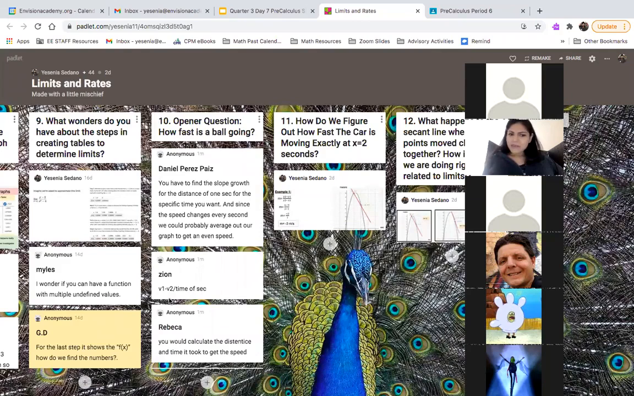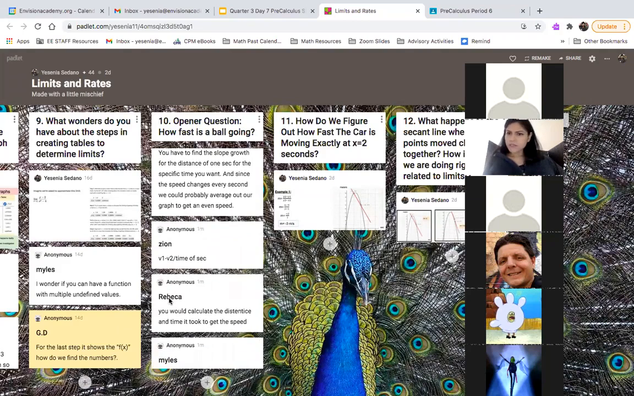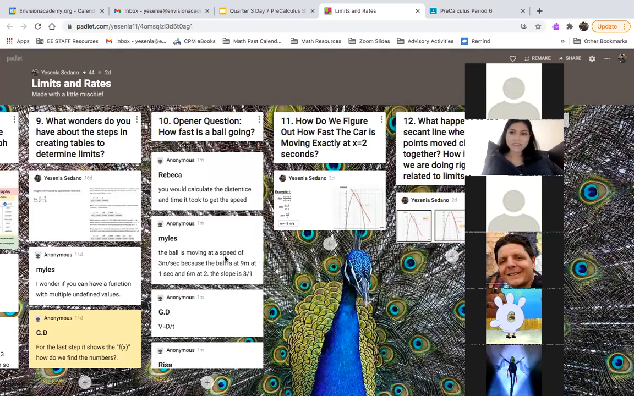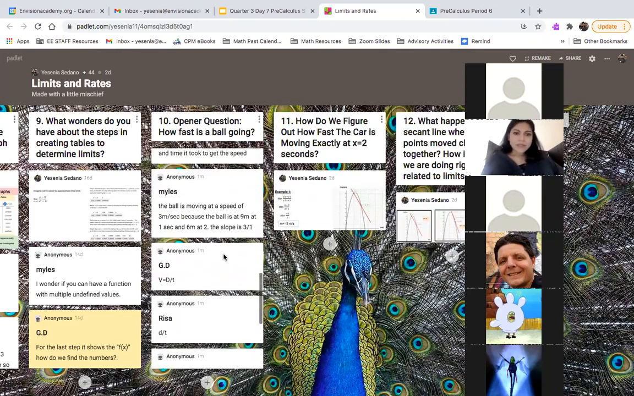And then we have another one where this v1 minus v2 over time of sec. So that's like a physics thing that was mentioned. And then you calculate the distance and time to get speed. I agree. I love it. So far, everything y'all are saying is on point. The ball is moving at a speed of 3. Oh, okay. A calculation, 3 meters per second, because the ball is at 9 meters at 1, 6 at 2, in the slope. Okay, we're seeing a slope. We're seeing mentioning of physics. We're seeing distance over time.